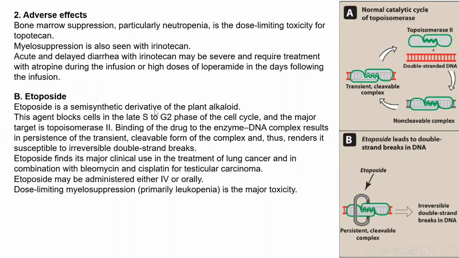Then we have etoposide. Etoposide also works on topoisomerases, but this one is more specific to topoisomerase 2. And we will discuss this in a minute. This agent blocks the S and G2 phases of the cell cycle through targeting topoisomerase 2. So let's talk about the other features, then I will go back again to the mechanism of action.